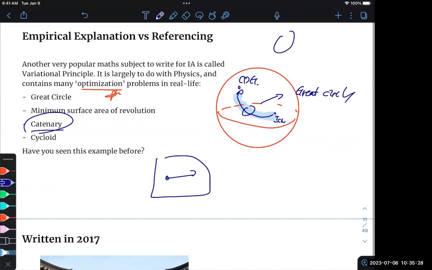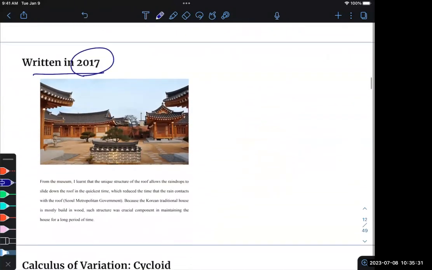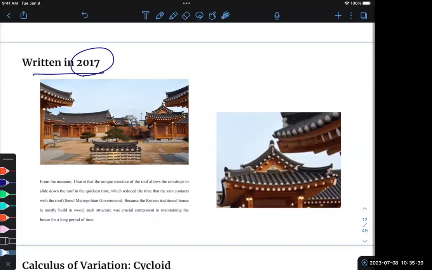Another popular example, which was written in 2017: look at this, what the student wrote was that there was a Korean who went on a field trip in Korea when he was young. And he saw the traditional house with a certain shape of the roof. What the tour guide said is that this is actually the great spirit of the ancestors, because they chose that non-linear shape so that they can protect the roof from rainfall. And then the student said, oh, why? And the guide said, yeah, when it starts raining, this nonlinear curve would guarantee that the raindrops descend the quickest, right?